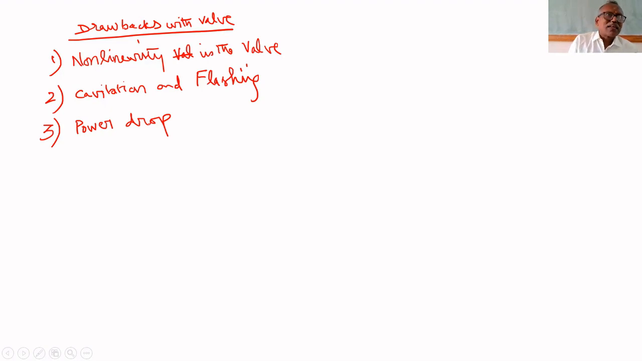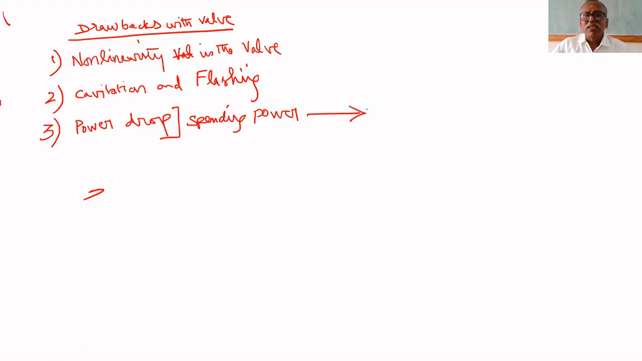Have you understood that these are the drawbacks of the valve? Power is spent on the valve. I can tell it this way: we are spending electrical power on the valve, or we are wasting power across the valve. That can be solved by using a VFD, variable frequency drive. That is another final control element.